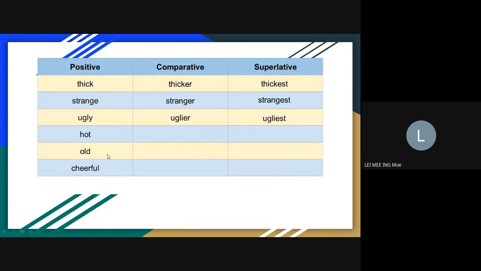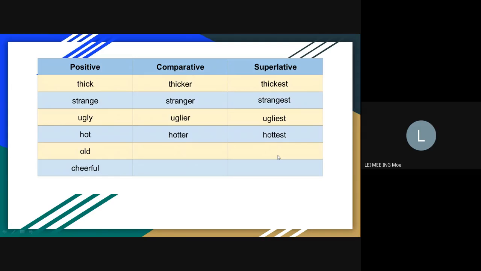Next question, hot. Okay, hotter, hottest. Yeah, the answer is hotter. So this one, hot, only one syllable. And we have CVC. So you need to double the consonant T and you plus ER. Becomes hotter. For superlative, it will be hottest. So you double the consonant T, you plus EST. Good.